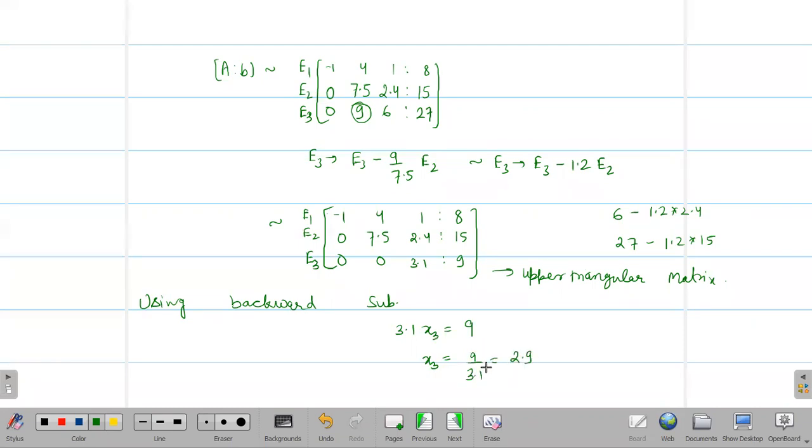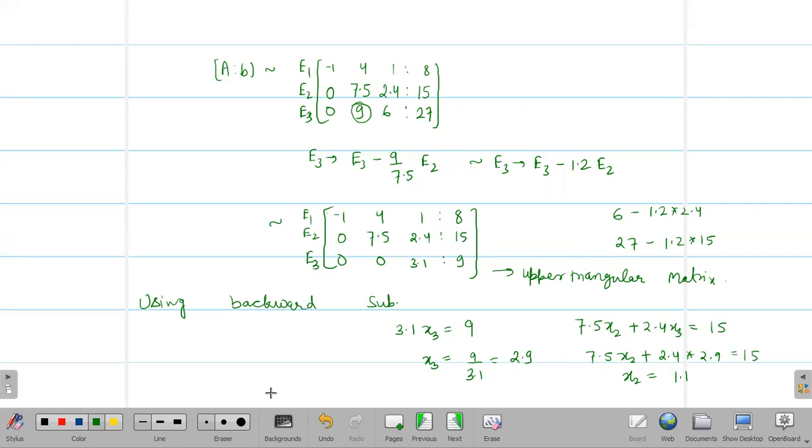It is 2.9. And from the second last row, you will get 7.5 into x2 plus 2.4 into x3 equal to 15. So 7.5 into x2 plus 2.4 into 2.9, that we have already got, equal to 15. So x2, if you calculate it, will be 1.1. In the multiplication you have to take 2 digits, then in the subtraction again 2 digits, then in division 2 digits, and then you will get 1.1 here.